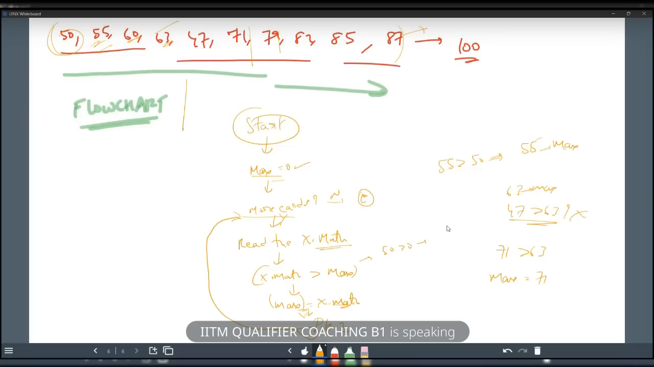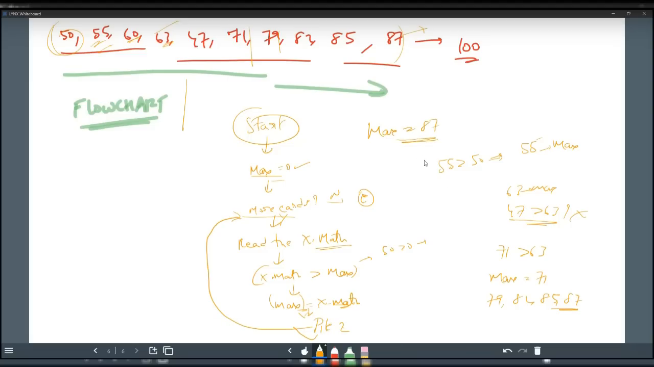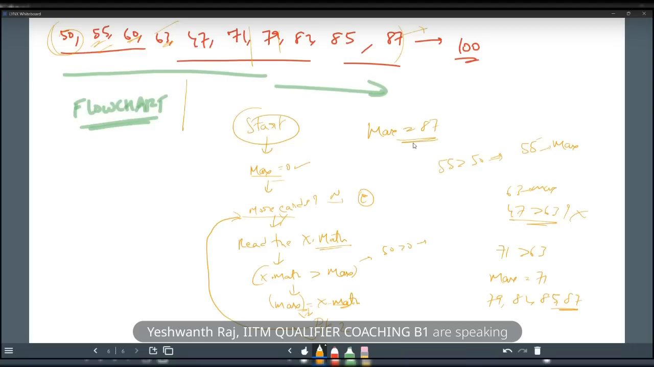And we see that 79 again. 79 holds the value of max, and 82 and 85 and 87. And what is the final max marks that we have from our flowchart? It is 87. Yeah, you're 100% right.